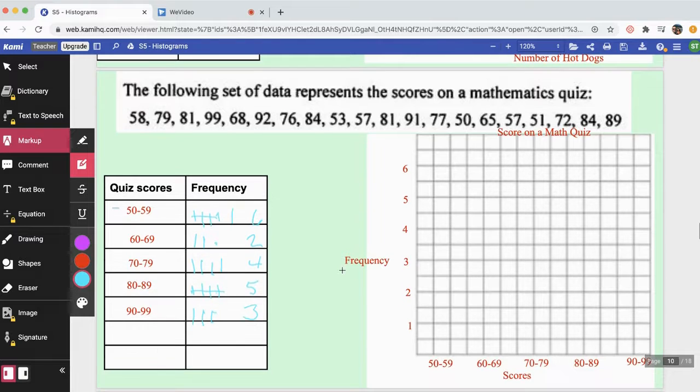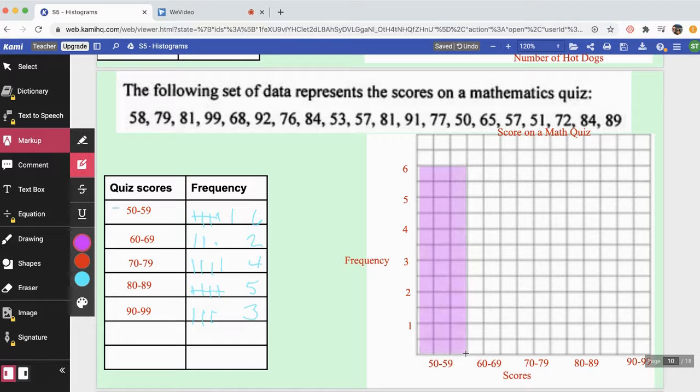So I've labeled my histogram score on a math quiz. These down here represent scores, and here's my frequency. So now I'm ready to put in my bars. So the 50 to 59 range, 6 people actually scored between 50 and 59.